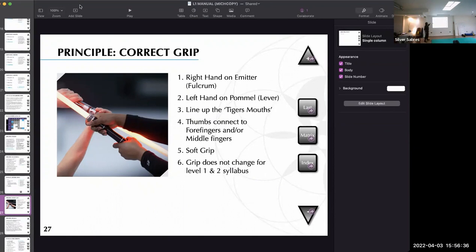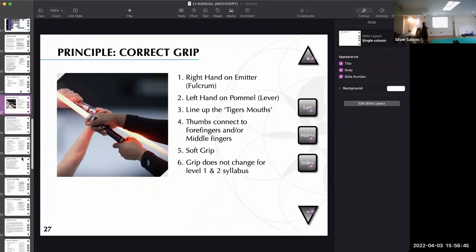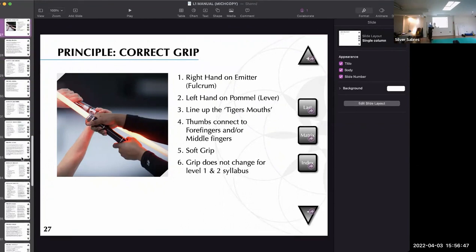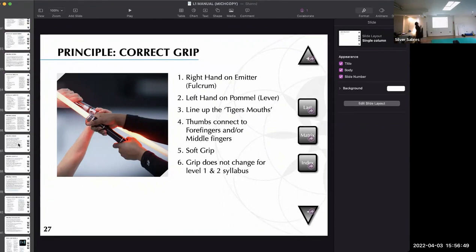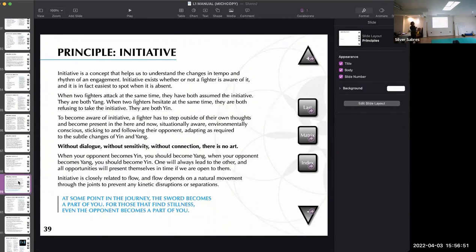Right. Initiative. Last one. I'll try and get this through. Initiative. I'm not going into this in detail. I'm just going to give you an overall look at it.